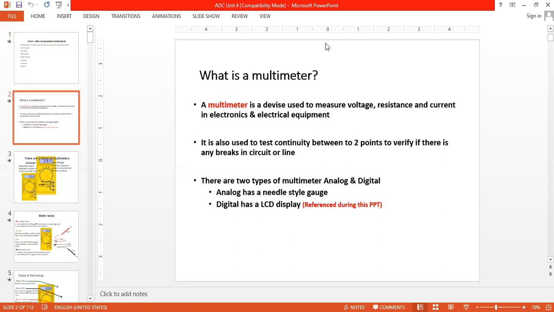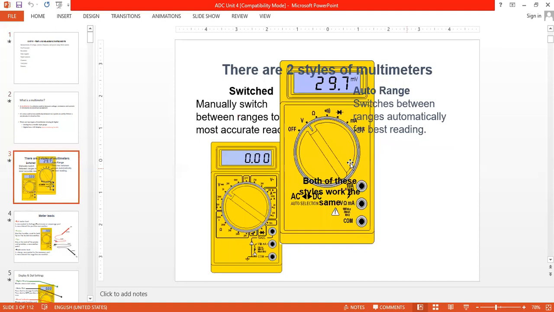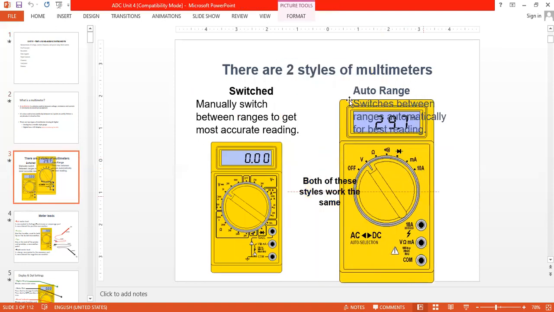A multimeter is a device used to measure voltage, resistance, and current in electronic and electrical equipment. It is also used to test continuity between 2 points to verify if there are any breaks in a circuit or line. There are two types of multimeter, analog and digital. Analog has a needle-style gauge and digital has an LCD display.